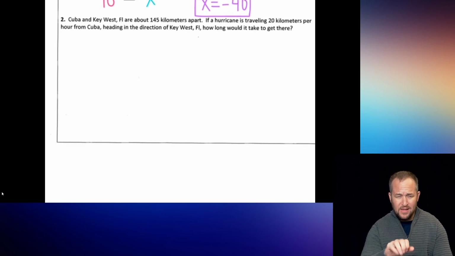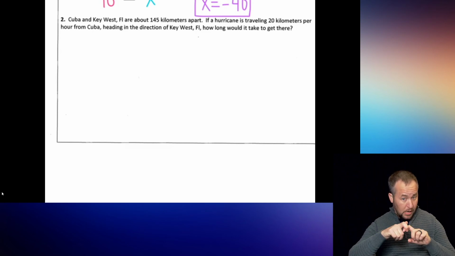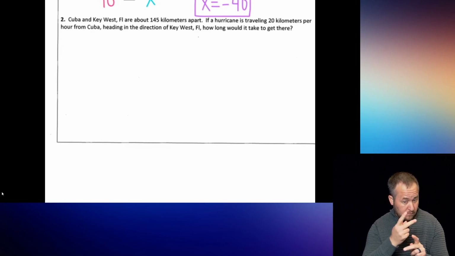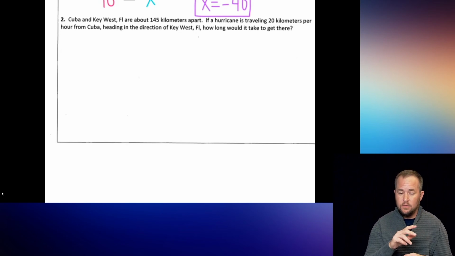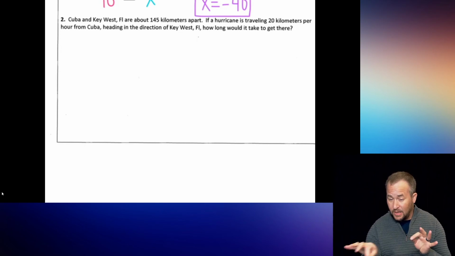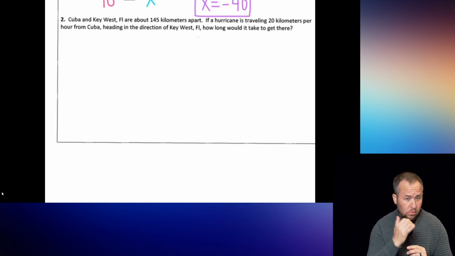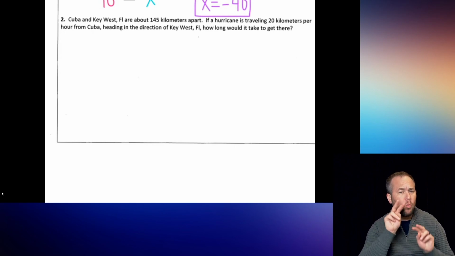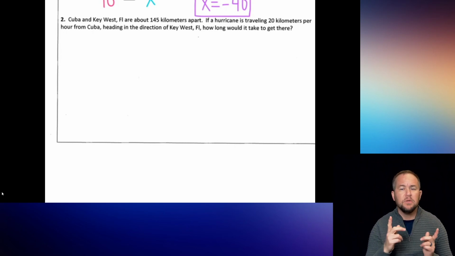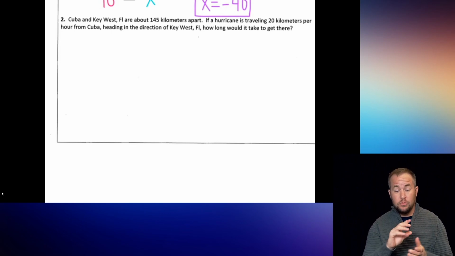Number 2. Cuba and Key West, Florida, are about 145 miles apart. If the hurricane is traveling 20 miles per hour from Cuba, heading in the direction of Key West, how long will it take to get there? So again, go ahead and pause. I want you to try this one on your own. Define a variable, set up, solve, sentence. And if at any point your you-try above, number 1, was incorrect, go ahead and go back, fix it, and rewatch. Maybe you can hear something a little bit different the second time. But make sure that for number 2 you're trying this on your own first.